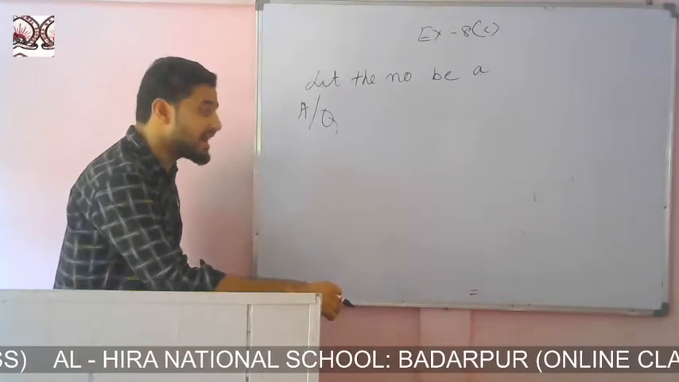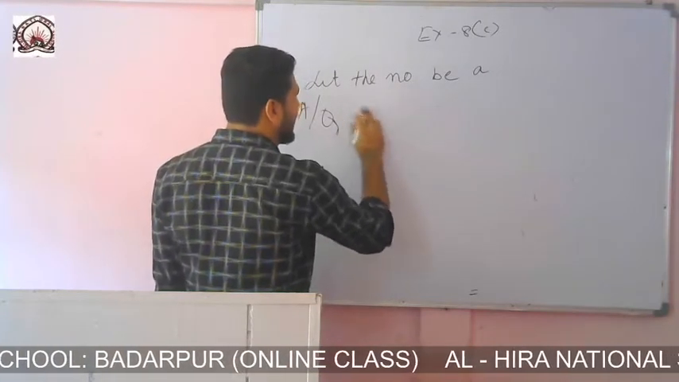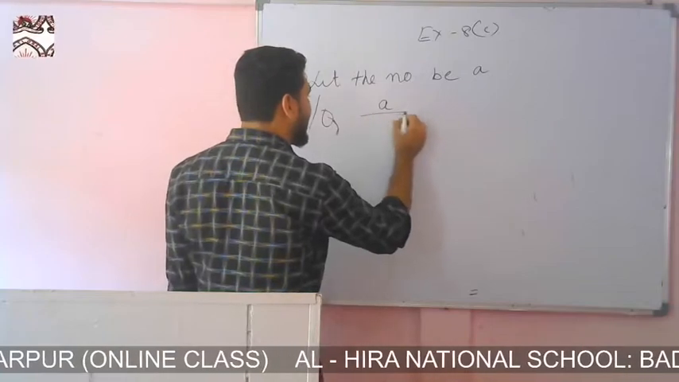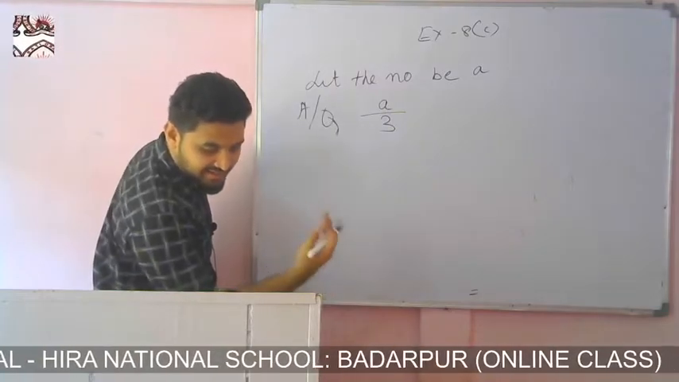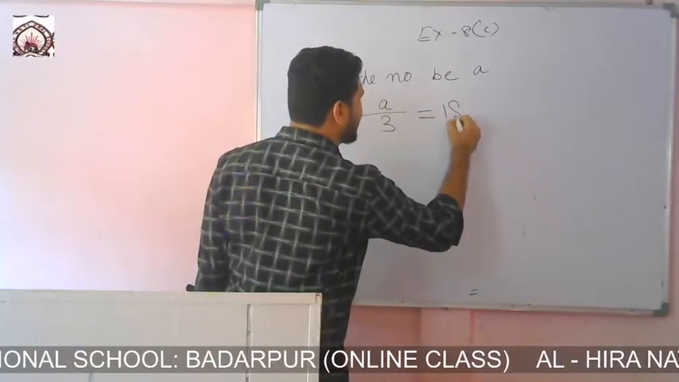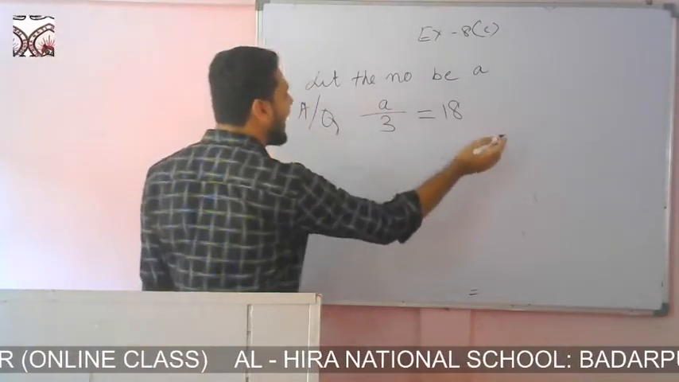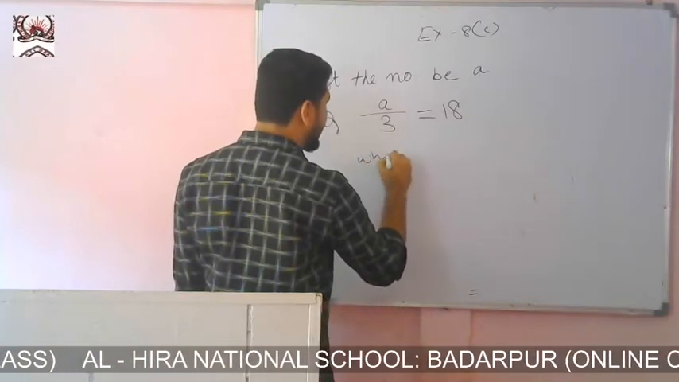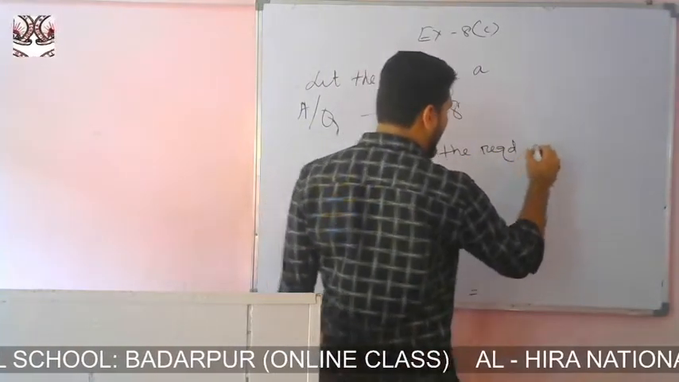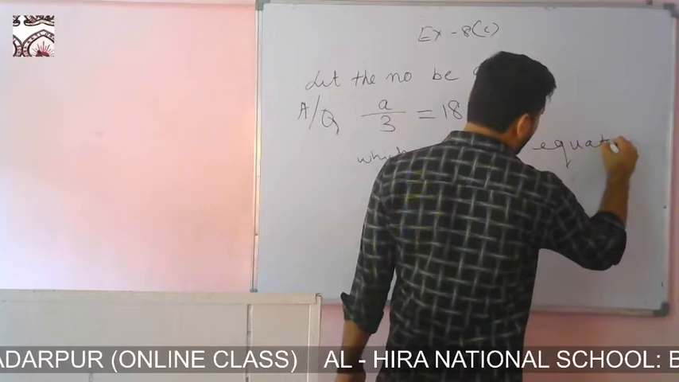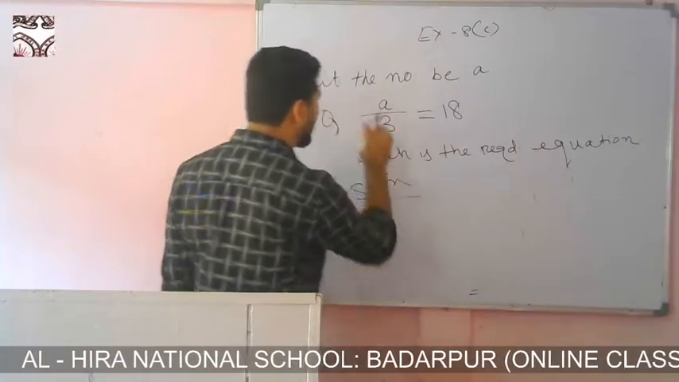Then you see, if a number is divided by 3, that means here it is a. Now the question says the number is divided by 3, so we have a divided by 3. The result is 18, that means equals 18. So this is the required equation, you write, which is the required equation. Now you have to find the solution, that means you have to find the value of a.